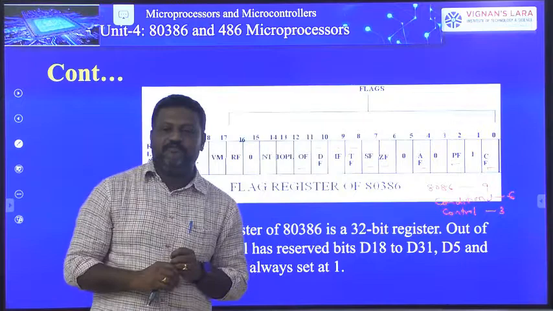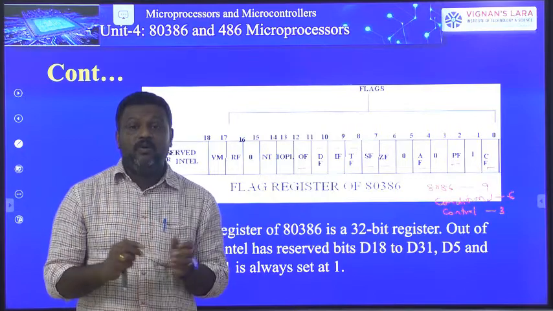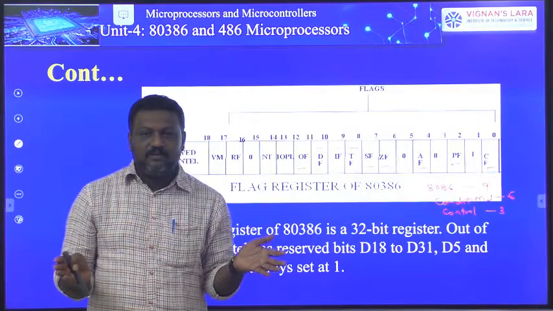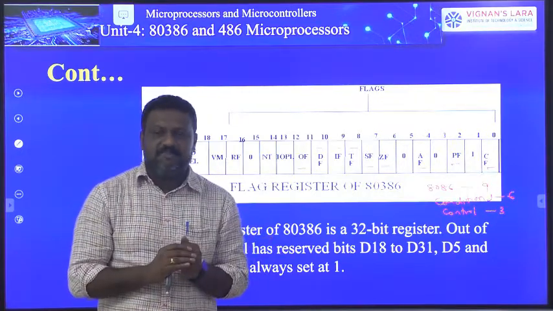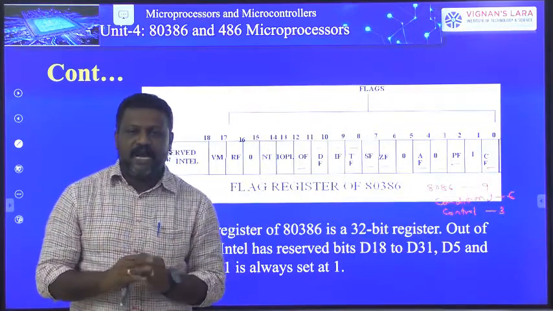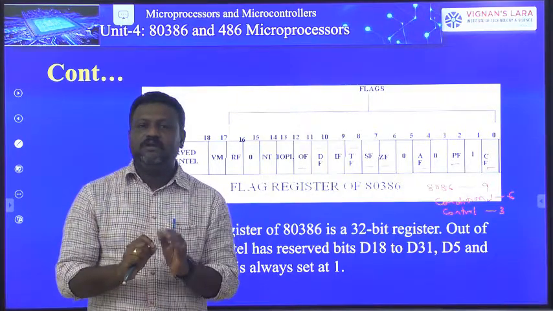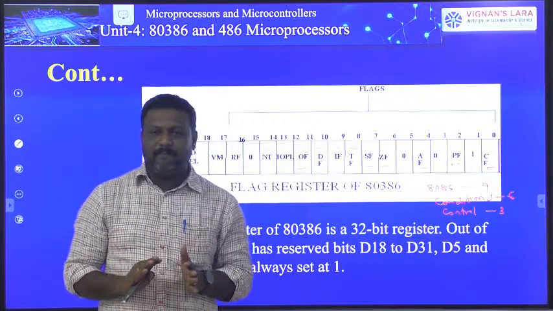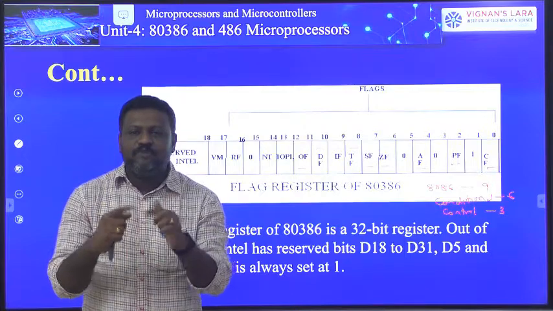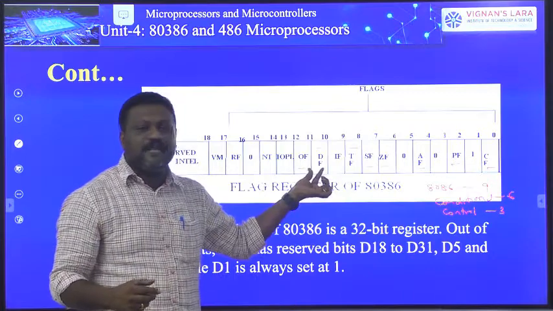And next, coming to OF, meaning the overflow flag. This overflow flag is set to 1 once any arithmetic operation satisfies the overflow rule. What is the overflow rule? If you do addition between two numbers of the same sign and the result has a different sign, that is what we consider the overflow rule. I repeat, my friends, if any arithmetic operation satisfies the overflow rule, then the overflow flag is set to 1.